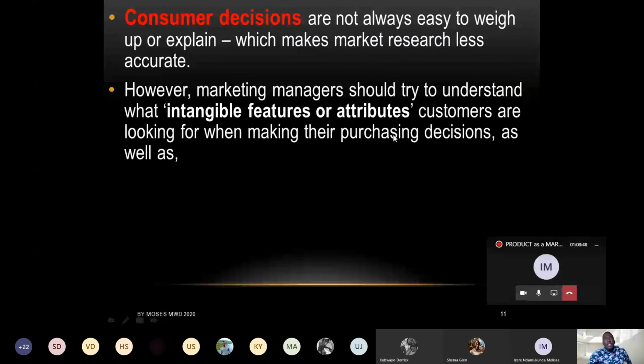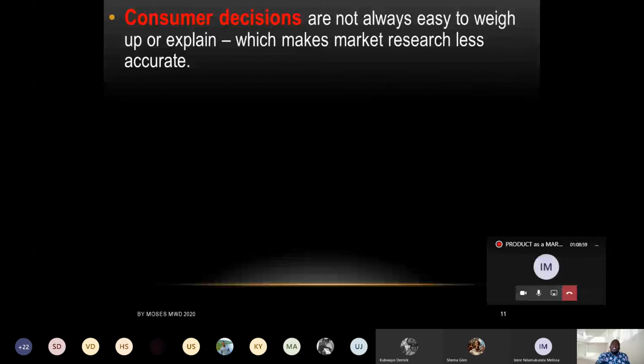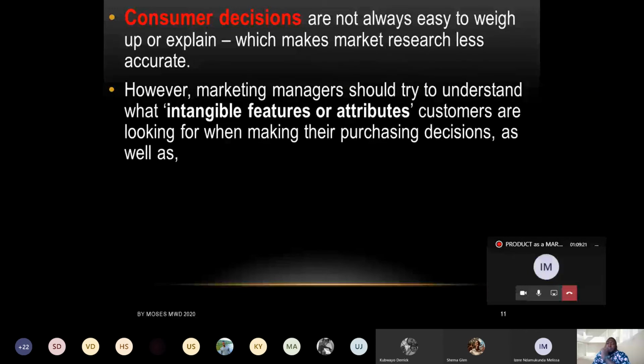It is not easy to understand people's attributes, like the intangible ones. It's not very easy for you to understand what consumers like. How can I know the emotions of people? How is it easy for me to understand people's attitudes towards me? It's not very easy for a business to understand the reasons for consumer decisions. However, marketing managers should try to understand the intangible attributes of customers.